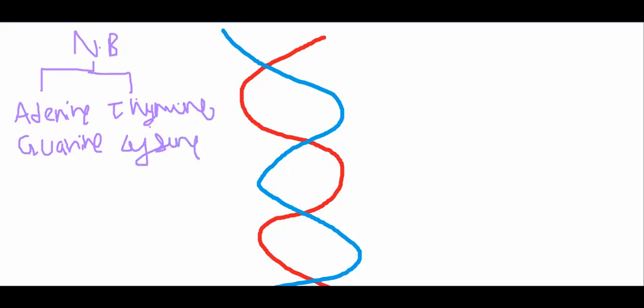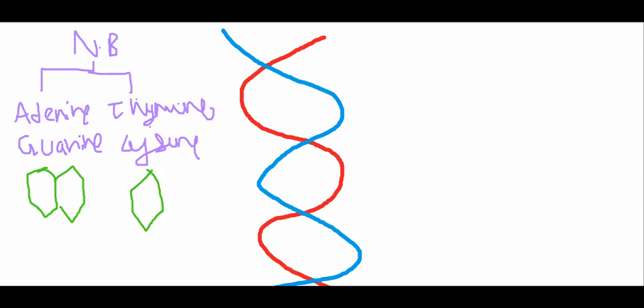So why are adenine and guanine divided separately from thymine and cytosine? Because adenine and guanine are purines, which have two rings. If you see this, these have two, whereas thymine and cytosine are pyrimidines, which have only one.